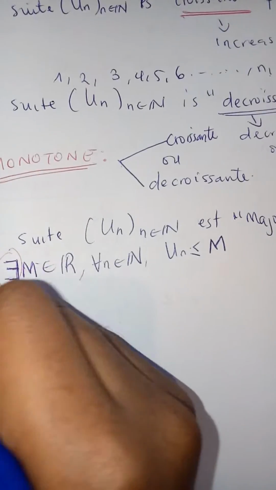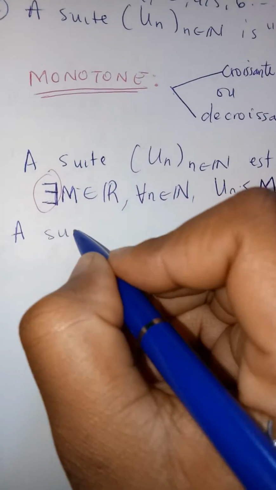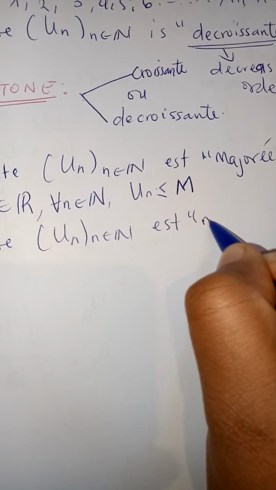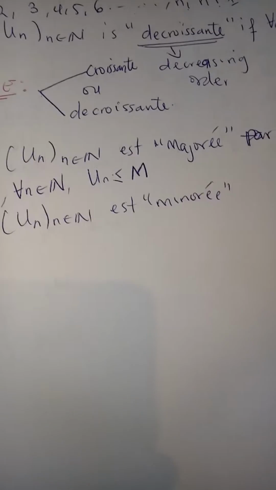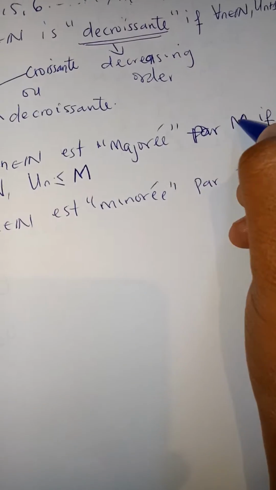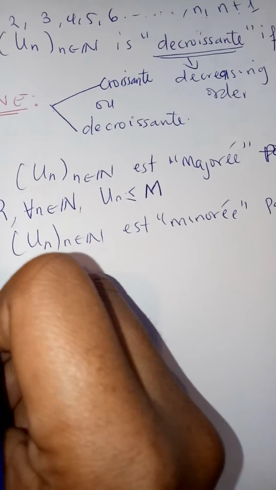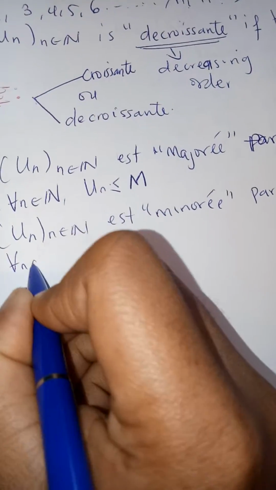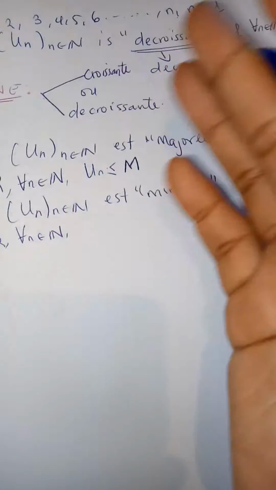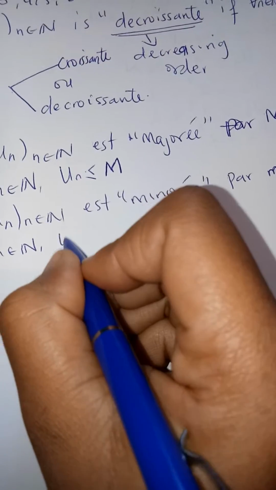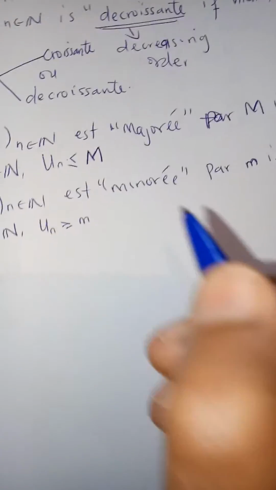Now, a suite Un, lorsque n appartient à N, est minorée, which is the opposite, par, here was a grand M, here will be a petit M. If il existe un petit M appartient à R, pour tout n appartient à grand N, of course, in suite we work with n appartient à N, Un will be greater than or equal to M. I hope it's clear.